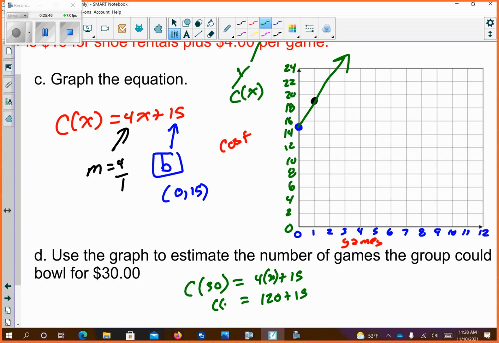So C of 30. So it looks like if I bowl 30 games with me and my friends, we're dropping $135. If you bowl 30 games, that's a lot of bowling. Holy crow. You'd be there for a while. That's a lot of Wii video bowling, isn't it? Okay? So sometimes the graph will relate that to you. Sometimes it won't. We didn't make our graph quite big enough to deal with it.